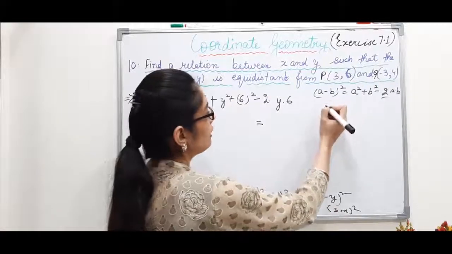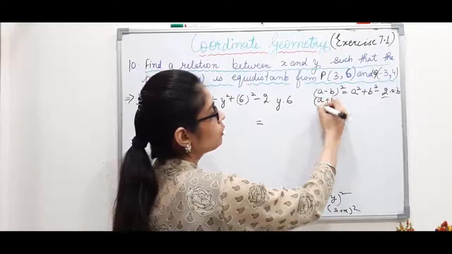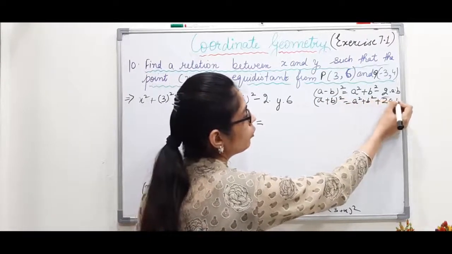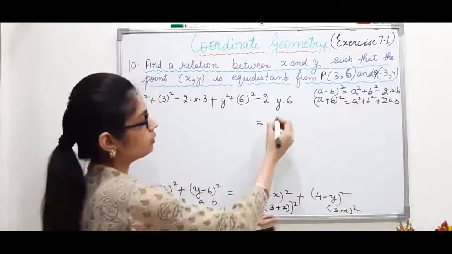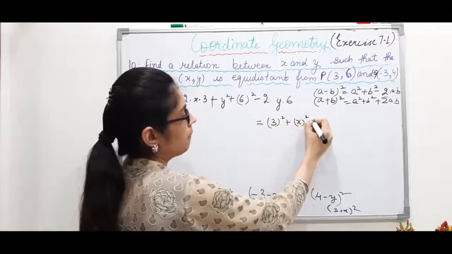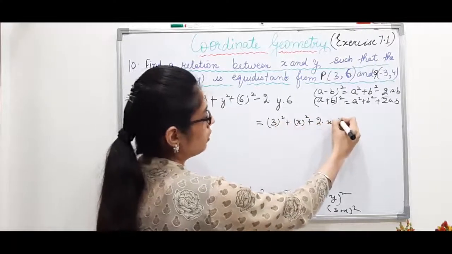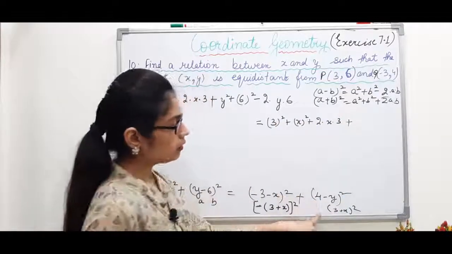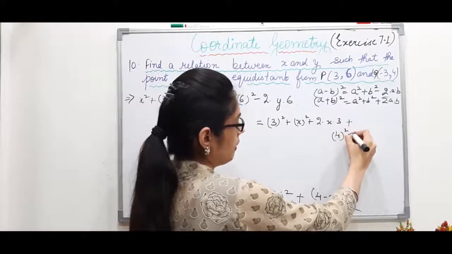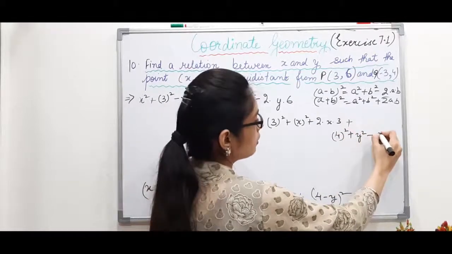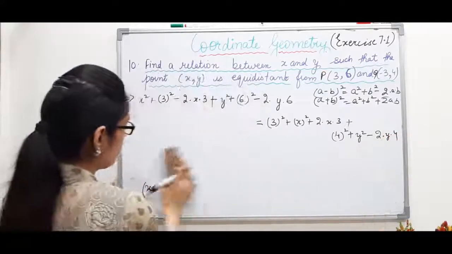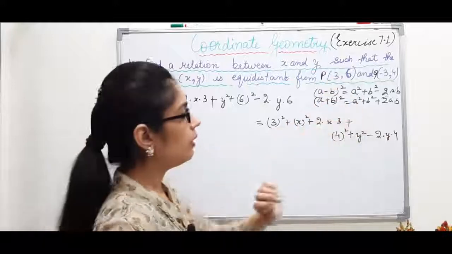Now we have to use the identity (a plus b) whole square, which is a square plus b square plus 2 into a into b. So 3 square, which is my a, x is b: x square plus 2 into x into 3. Now in the next one, same way we'll use: 4 square plus y square minus 2 into y into 4. See, we have only expanded the identities. I have already written the identities also.